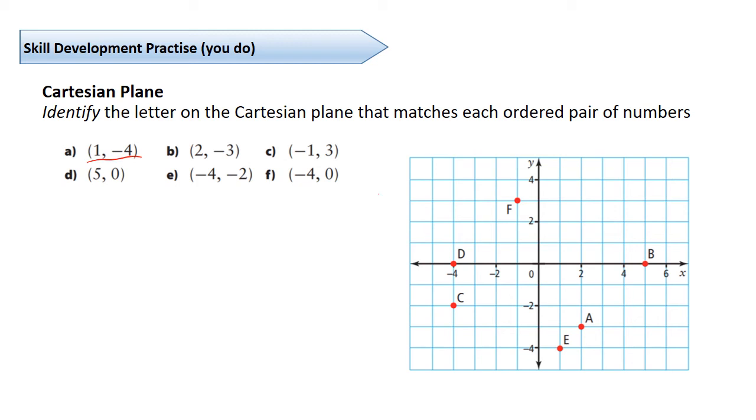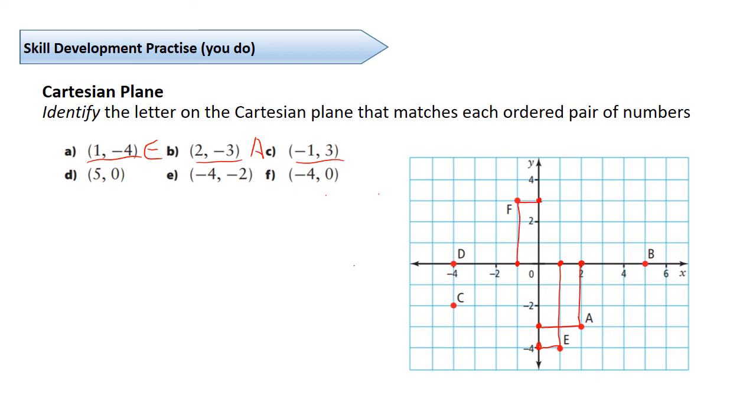Remember, the first number is your x, so 1. Second number is our y, -4. And join up those two with straight lines, and they cross over at E. The next one, we've got 2 and -3. So 2 in the x, -3 in the y, cross them over, they cross over at A. Next one, we've got -1 and 3, so -1 in the x, and 3 in the y.